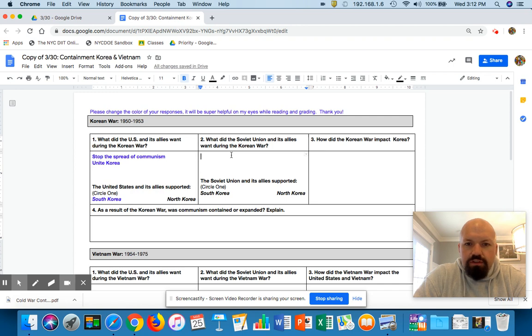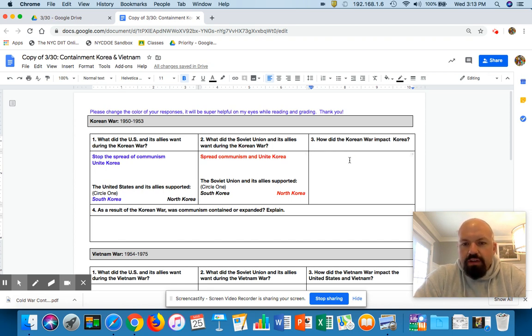What did the Soviet Union and its allies want during the Korean War? They wanted to spread communism and unite Korea. And they supported North Korea. Okay. Now you don't have to do this. I'm just making them red and blue because I've done that throughout other slides.